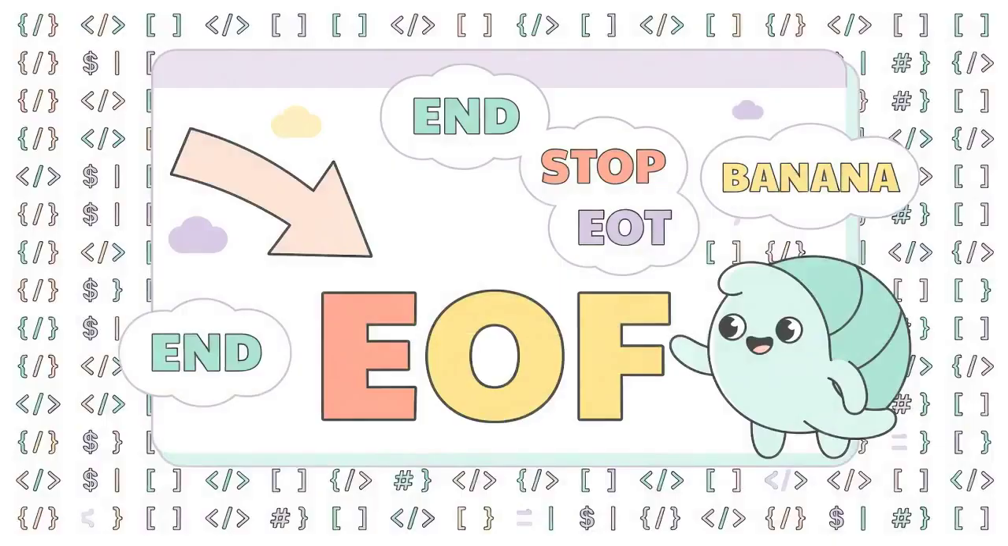A heredoc lets you pour multi-line text straight into a command's standard input, terminated by a delimiter word of your choice. The word can be anything, EOF, stop, even banana, but the golden rule is simple. Pick something that won't appear inside your content.